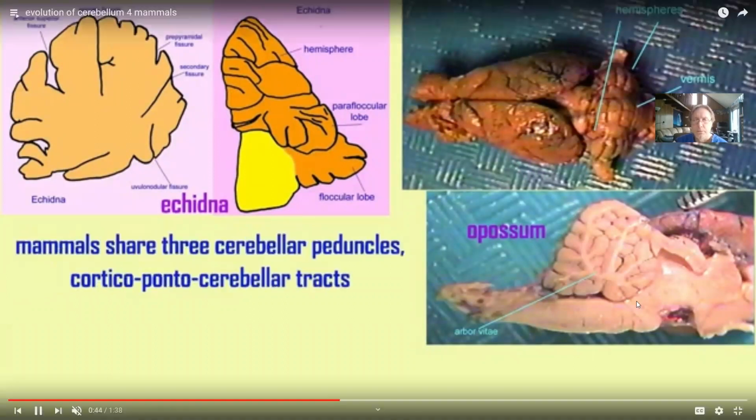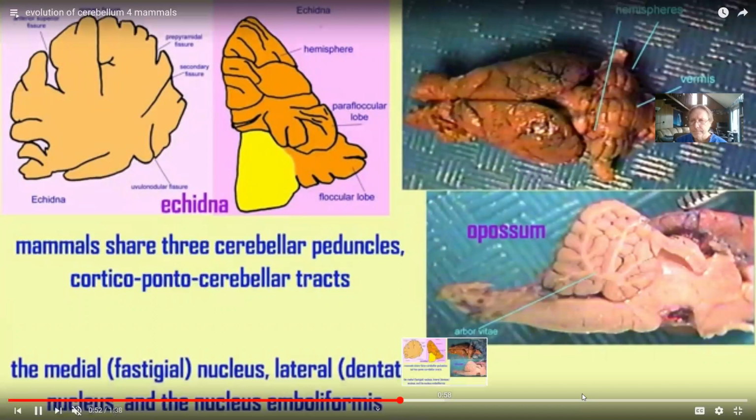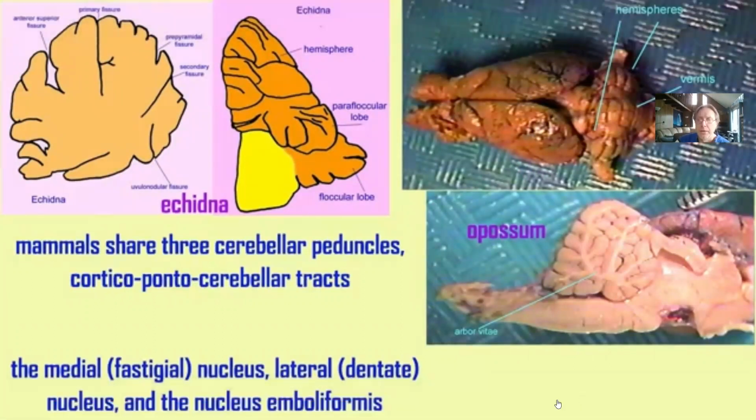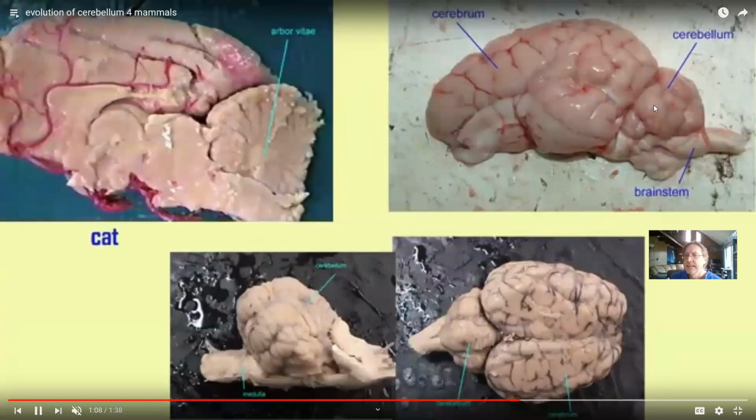Mammals have the same 3 cerebellar peduncles, which anchor the cerebellum to the midbrain, the pons, and the medulla. And now mammals have 3 deep cerebellar nuclei. So we see a progression: 1 in tetrapods, 2 in amniotes, 3 in mammals. And here you can see the cerebellum is quite prominent in cats, in a pig, in the sheep.